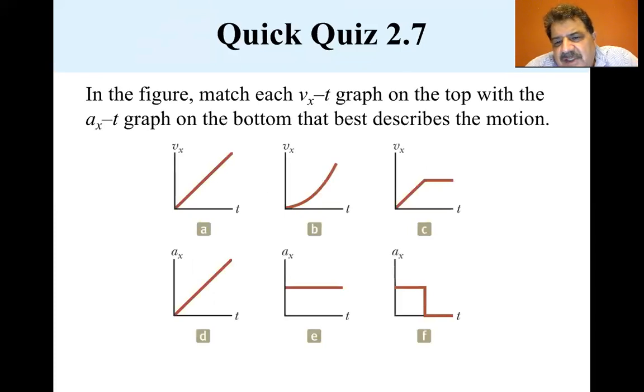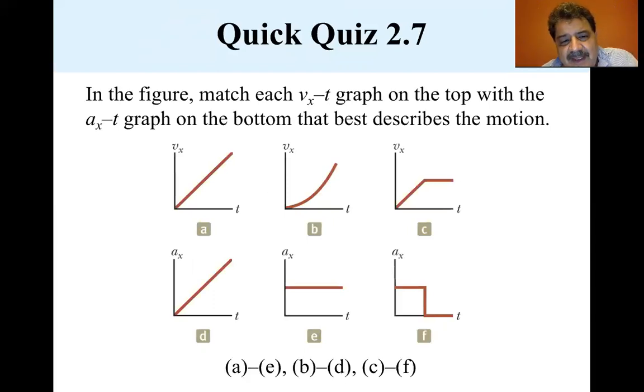It's pretty easy to see that C is equal to F, and it's also easy to see that A goes with E. A constant acceleration means a constantly increasing velocity. And the increase in acceleration means that the velocity is increasing more rapidly. So D goes to B. Let's see if we got that right. Yeah. A goes to E, B goes to D, and C goes to F.